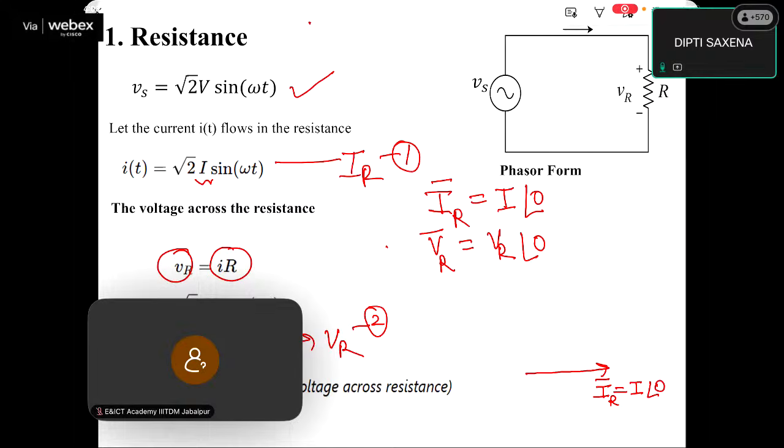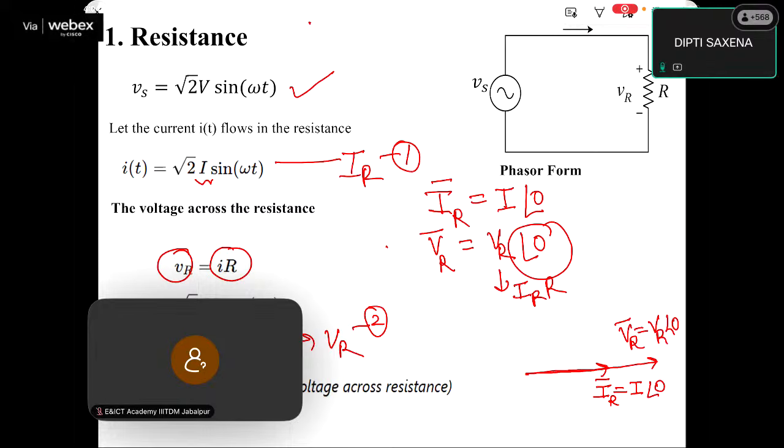Now we have to plot the phasor VR. Phasor VR is also lying along the angle 0. So the phasor VR will be along the same direction, but the length of VR is equal to IR into R. So it will also be along the horizontal axis. This is the VR phasor, which is equal to VR angle 0.